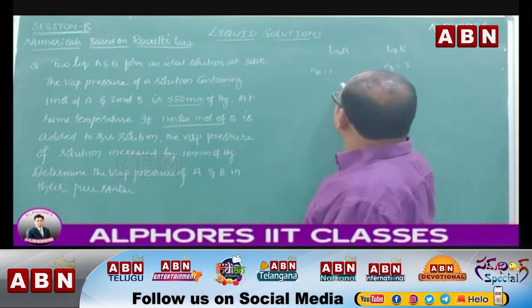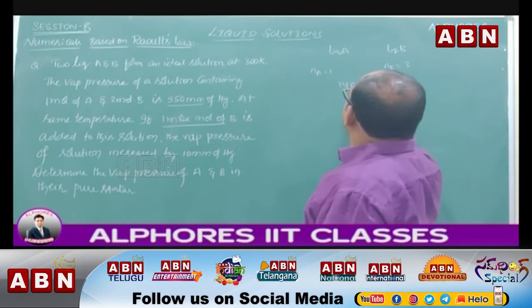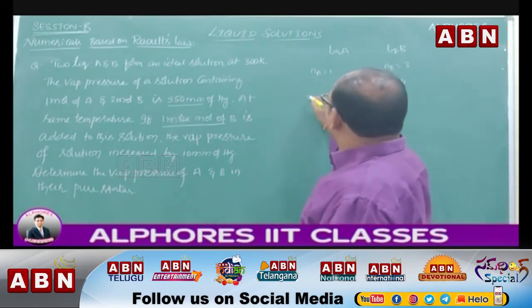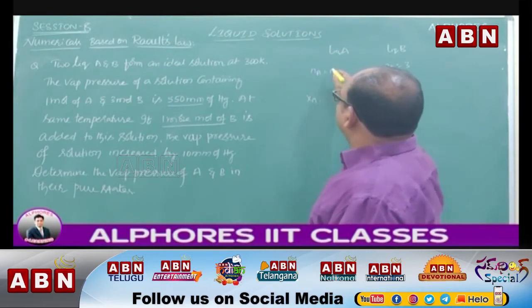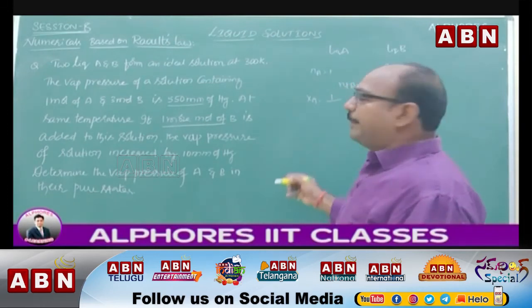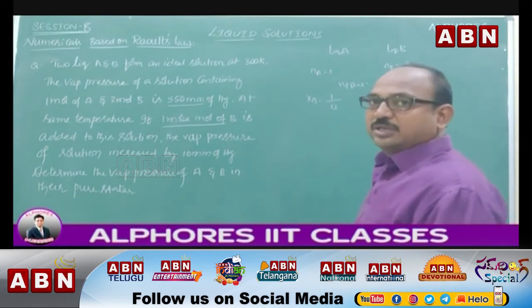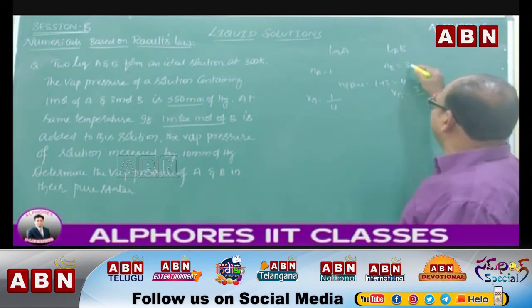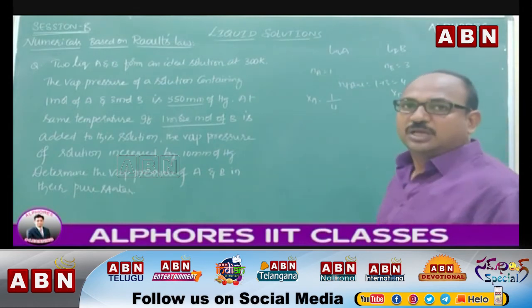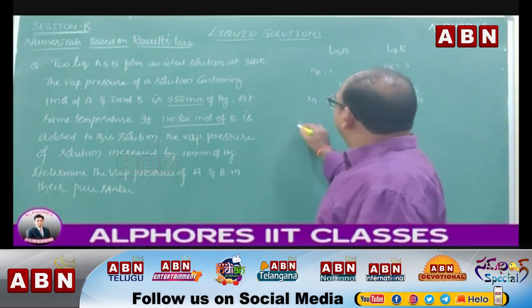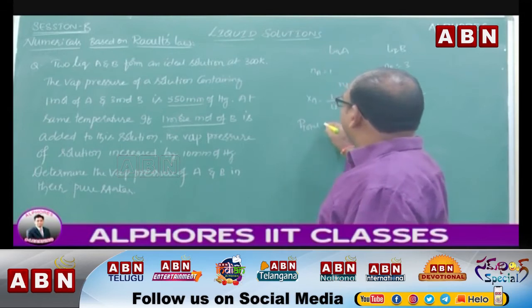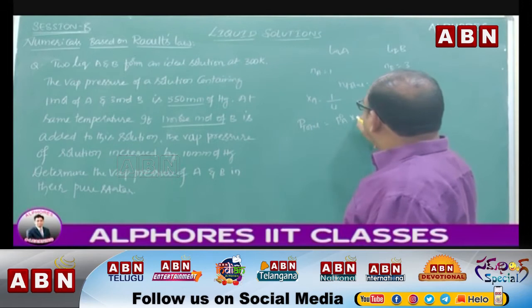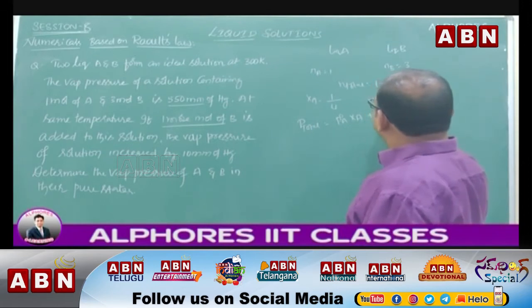Then total number of moles: 1 plus 3 is equal to 4. That means mole fraction of A is equal to number of moles of A upon total number of moles. Mole fraction of B is equal to number of moles of B upon total number of moles. So in the first case, total pressure P total is equal to P naught A XA plus P naught B XB.